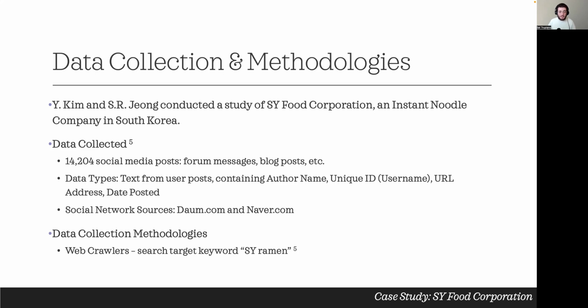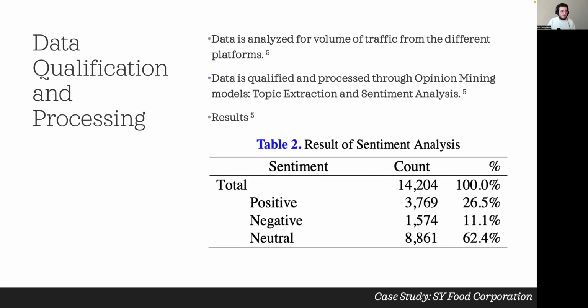Since there were no robust APIs available like Facebook and Twitter have, the researchers actually deployed web crawlers, like we talked about in the beginning, which used keywords, specifically those with the SY brand name. So one of the keywords they used was SY ramen.